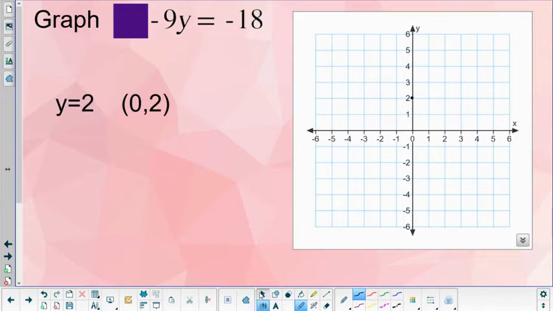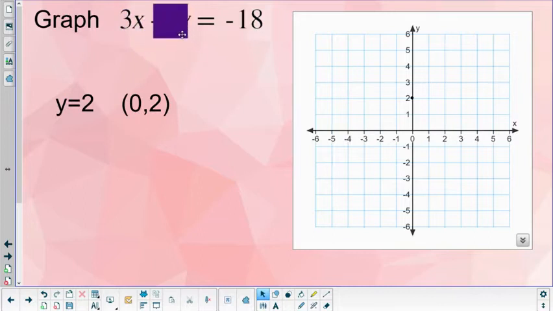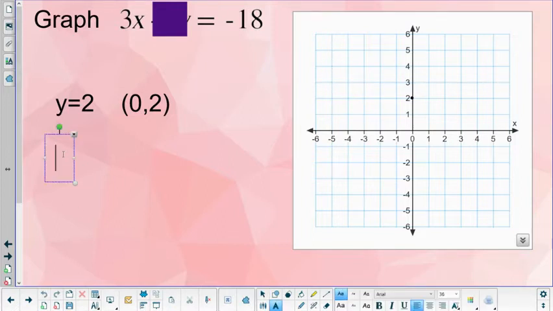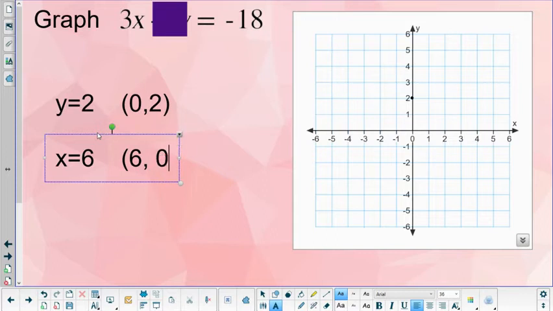Okay, and then if I cover up the other one, if I cover this side up, now I have -18 divided by 3, which is 6. So let me see if I can type it again because it's not going to let me write. So my x value equals 6. So the ordered pair for that one would be 6 is my x value and my y value is 0.